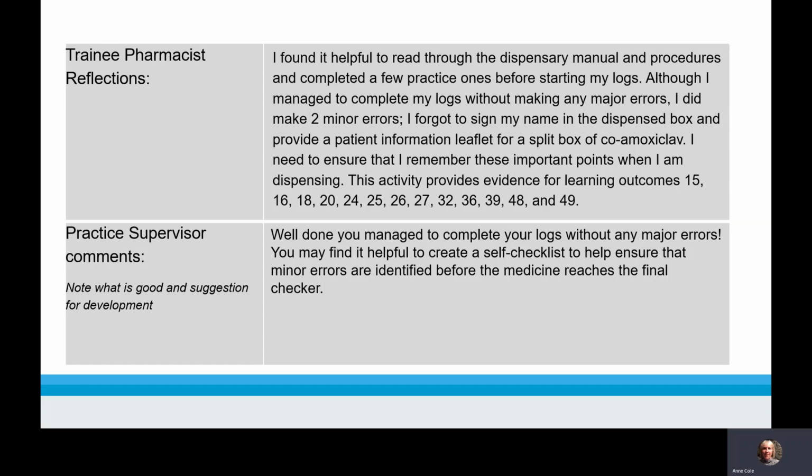The suggestions on the slide are based on the Trainee Pharmacist Foundation Year Assessment Activities Guide that can be found on the HEE website. The practice or designated supervisor will then provide feedback to the trainee and discuss where they performed well and which areas they may need to focus on next.